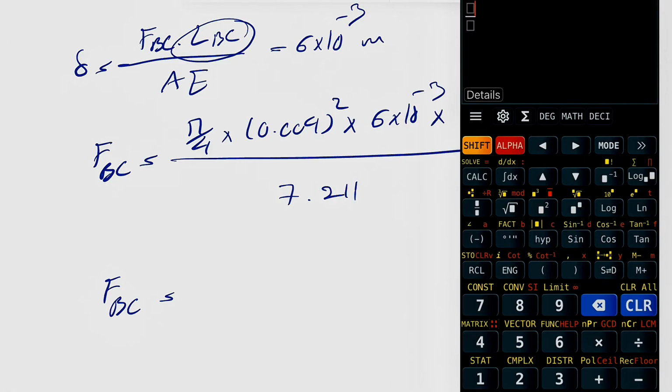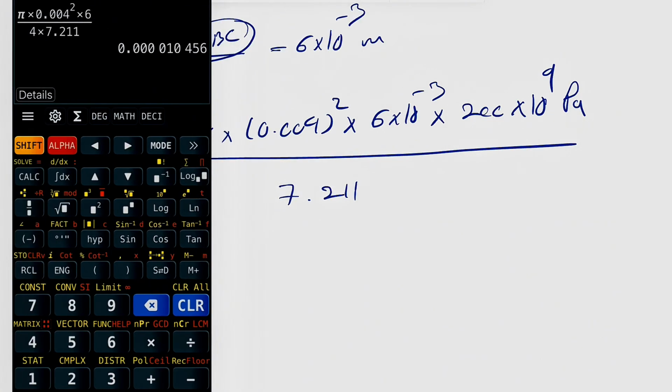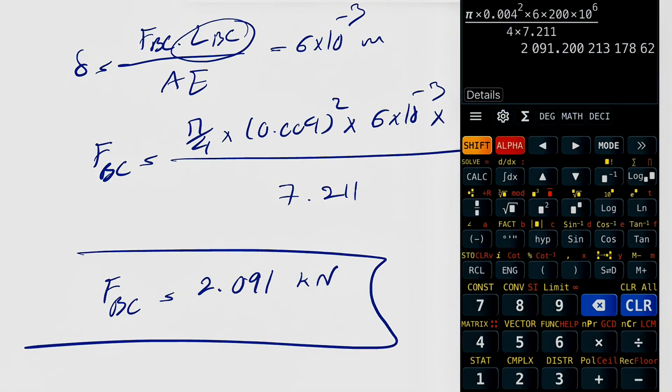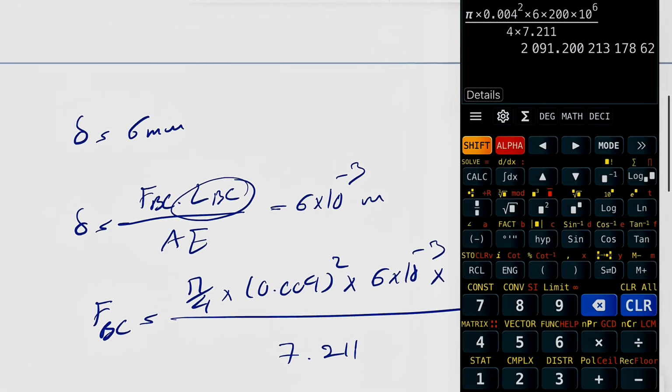Let's calculate that. So I'm going to take the 4 in the denominator, and here we're going to have 7.211, and in the numerator we have pi times 0.004 squared times 6 times 200. I'm just going to cancel those two, 10 to the 6. And this is going to give us 2.091 kilonewton, or 2091 newtons.